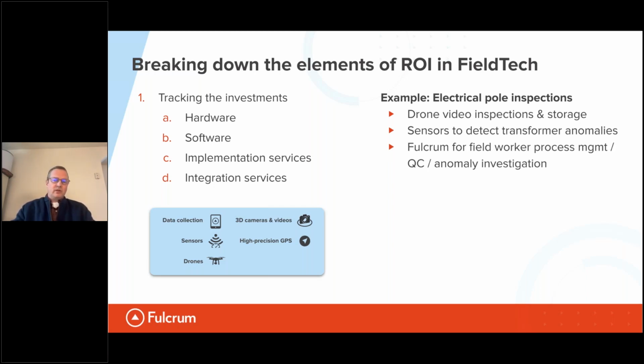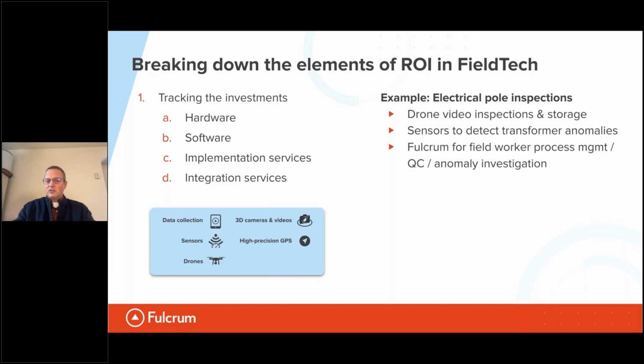With Fulcrum, this is where we would come in. Typically, there's a field worker who's going to look at that drone video. Actually, probably won't look at that drone video. That drone video will be analyzed by someone else, and the field worker will be dispatched to say, go check out what's going on here. It looks like there's a broken insulator. Or there will be some other kind of process that worker needs to follow.